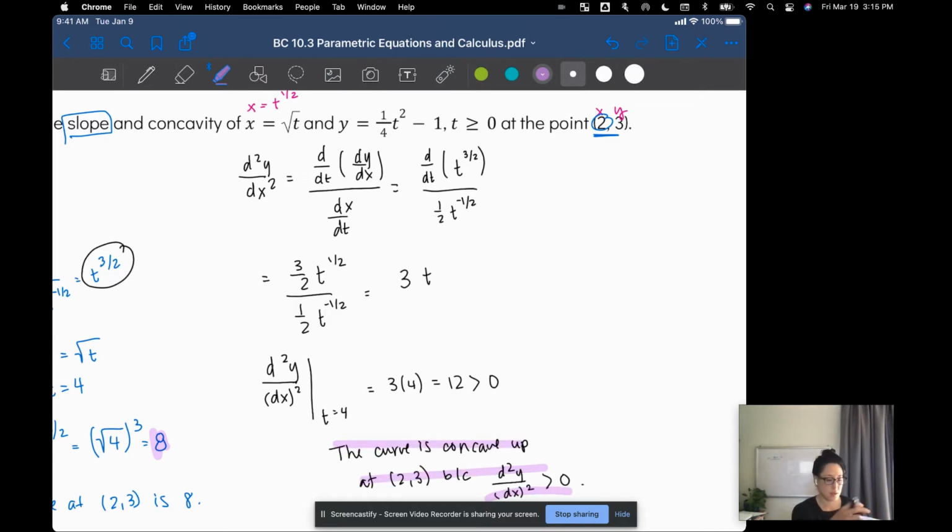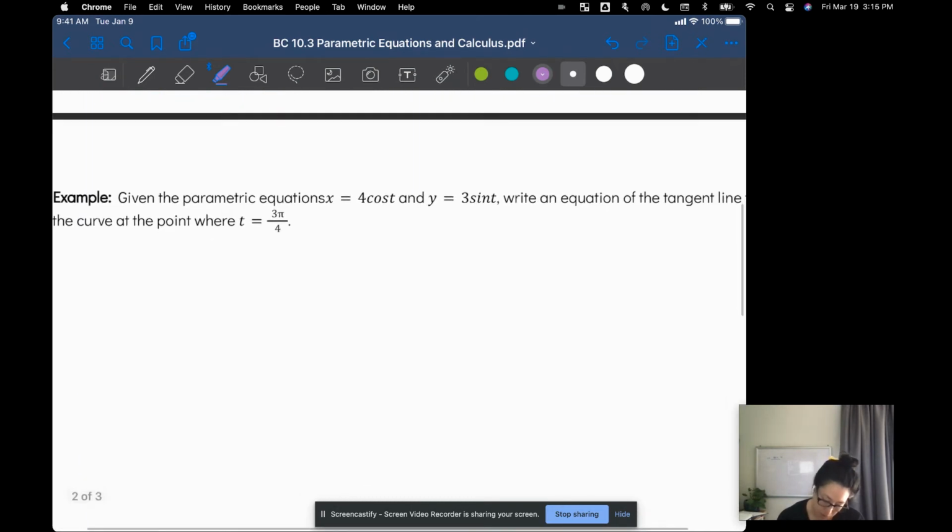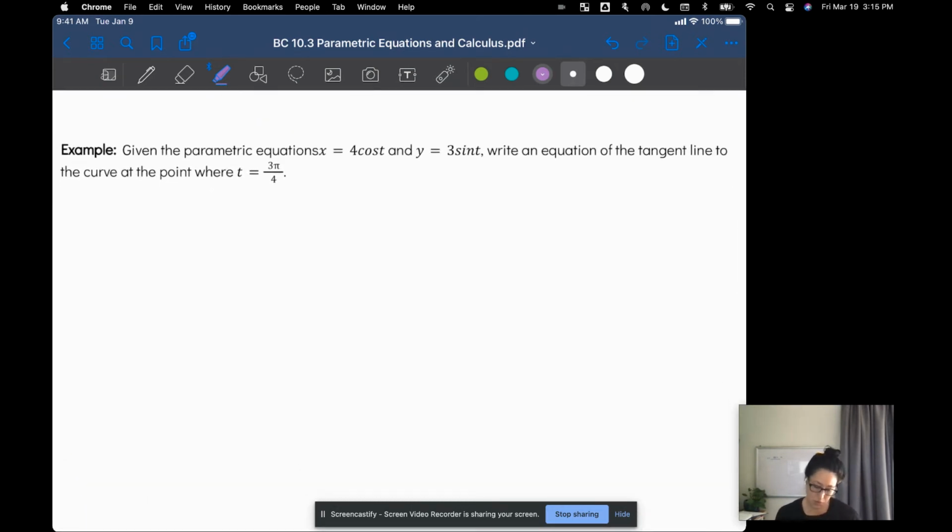Okay, let's go ahead and check out the next one. Given the parametric equations, x is equal to 4 cosine t and y is equal to 3 sine t, write the equation of the tangent line to the curve at the point t is equal to 3 pi over 4. Okay, equation of the tangent line. So we need the point and the slope.